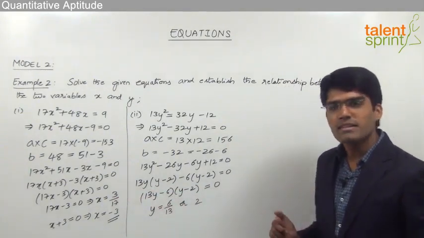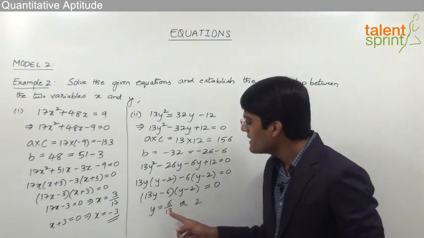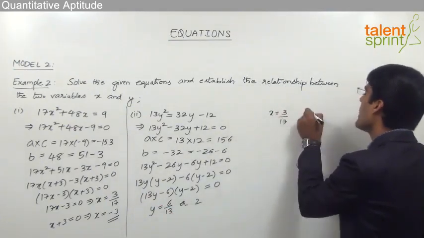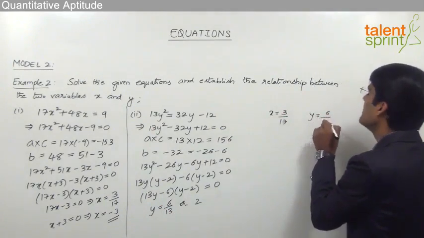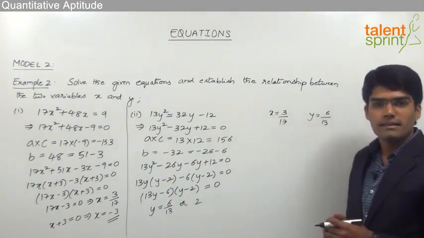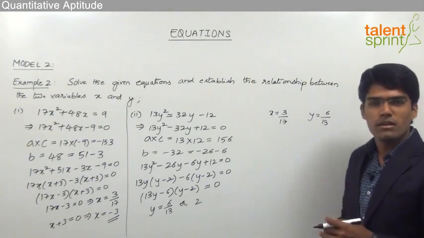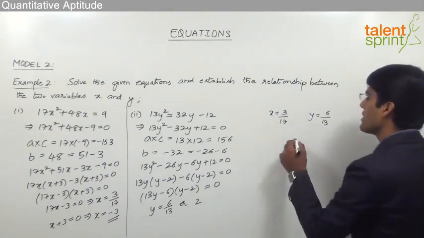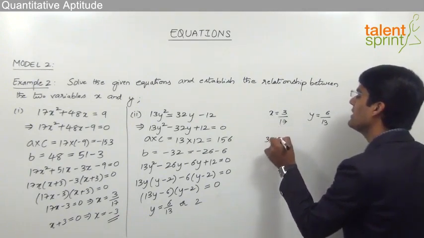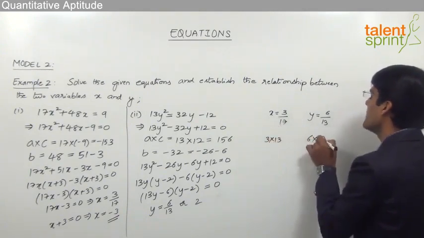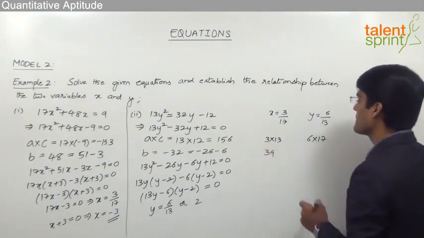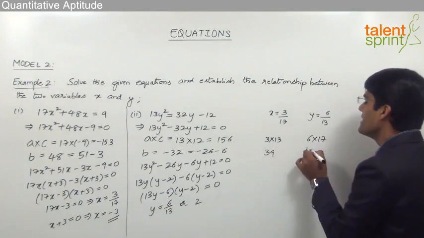Now the only comparison left out is 3 by 17 with 6 by 13. That is, if x equals 3 by 17 and y is equal to 6 by 13, which of these two will be greater? As we have discussed in the previous module, to compare fractions, the simplest way is cross multiplication. So when we cross multiply, we get 3 into 13 on this side and 6 into 17 on the other side. 3 into 13 is 39 and 6 into 17 is 102.